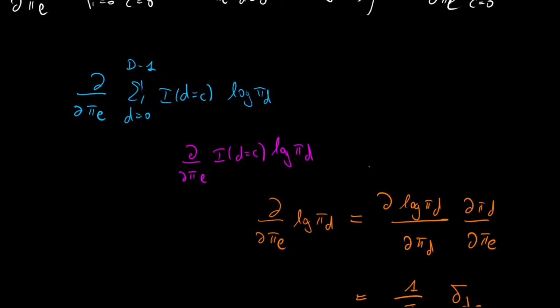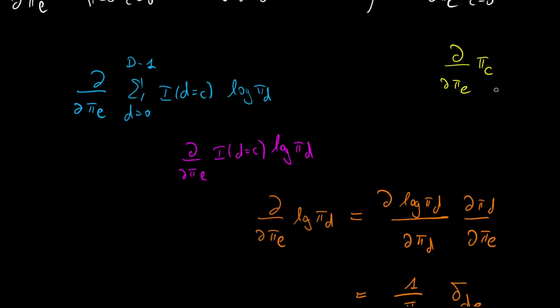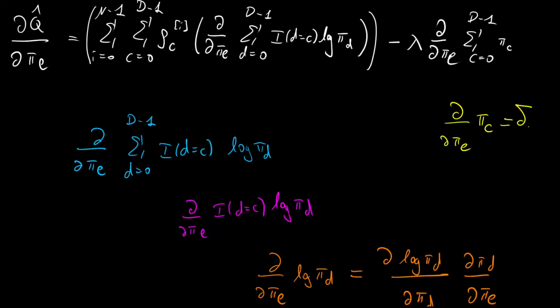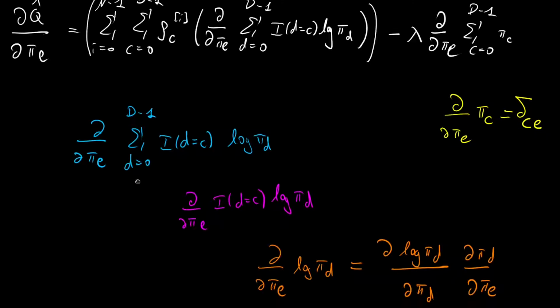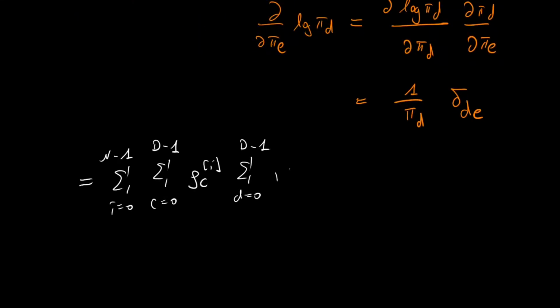Based on the knowledge we just derived, we can apply it here. Essentially, the derivative propagates over the summation. So we have the derivative with respect to pi e of pi c, and we see that's already what we did here. We get a Kronecker delta, this time with the indices c and e. Okay, let us plug this into the derivative that we had to do. This will be equal to the summation from i equals 0 to capital N minus 1, then the summation from c equals 0 to capital D minus 1, and then we have our responsibilities, and then the summation from d equals 0 to capital D minus 1, and then we keep the indicator that d is c, and then we had this expression 1 over pi d times the Kronecker delta d e, and that is quite a long one.